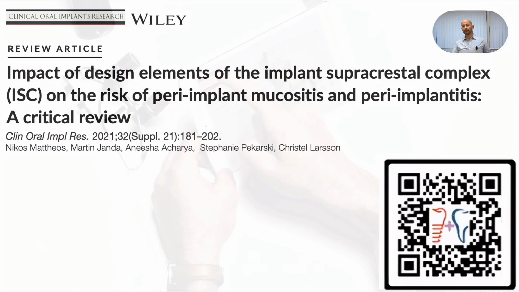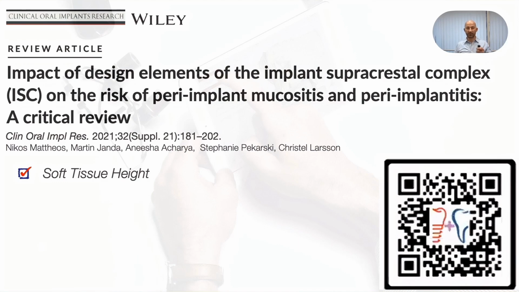So in order to create a natural aesthetics and function, the critical part of the restoration is the transmucosal complex. How do we go from implant level to the crown? Obviously, the crown has to look natural and good, but for the longevity of the implant, the transmucosal complex is key. We have a lot of good publications on this subject coming out now, and this is one of the very good ones from Nikos Mattheos and Martin Janda and the group.